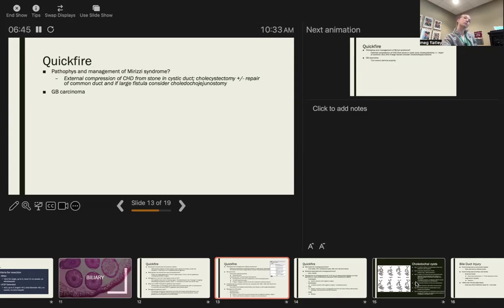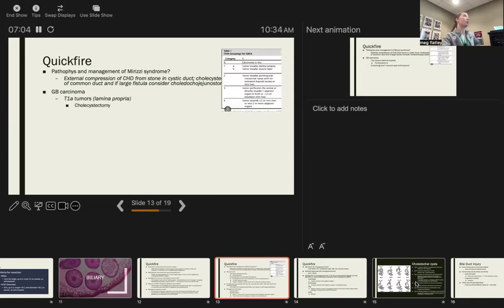And then when it's T1B, so it's through the lamina propria into the muscle, right? That is when you have to do extended resection to include a lymphadenectomy of 4A and 5. 4A, 4B, sorry. And the term is radical cholecystectomy. I misspoke, you were right, 4B and 5, and portal lymphadenectomy. Don't forget the lymphadenectomy.